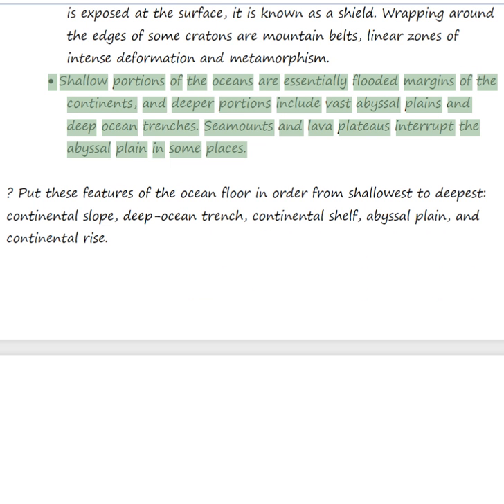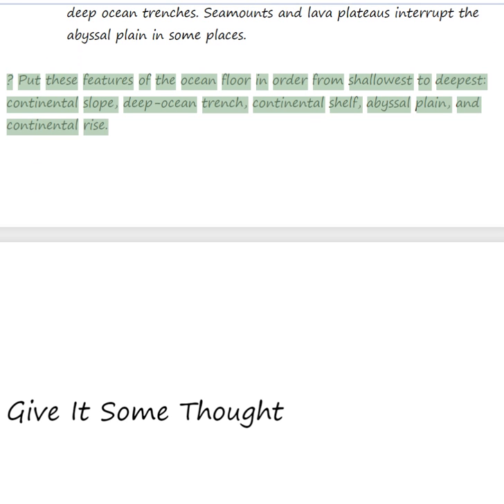Shallow portions of the oceans are essentially flooded margins of the continents, and deeper portions include vast abyssal plains and deep ocean trenches. Seamounts and lava plateaus interrupt the abyssal plain in some places. Put these features of the ocean floor in order from shallowest to deepest: continental slope, deep ocean trench, continental shelf, abyssal plain, and continental rise.